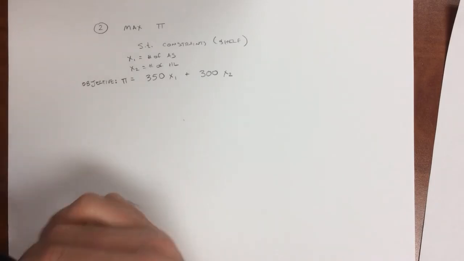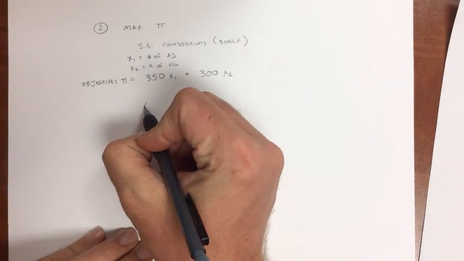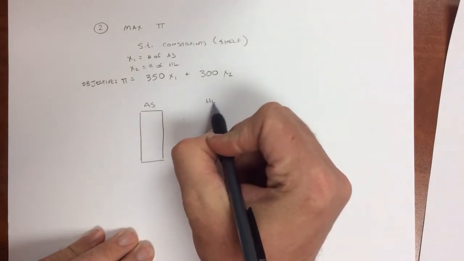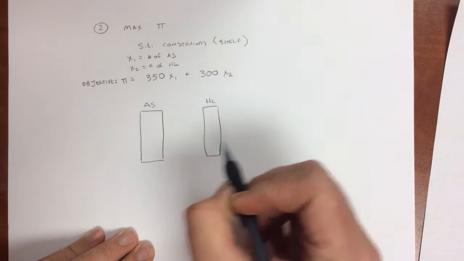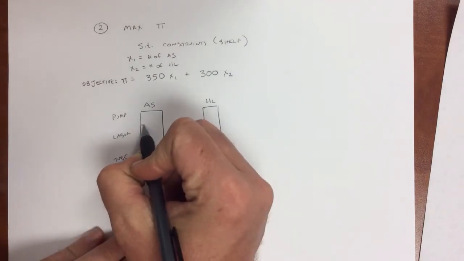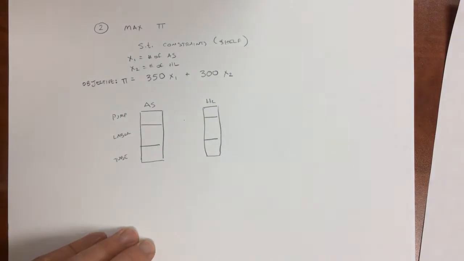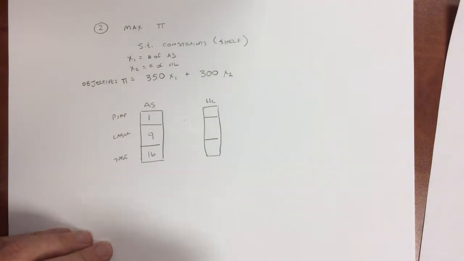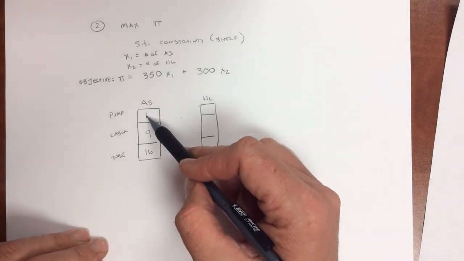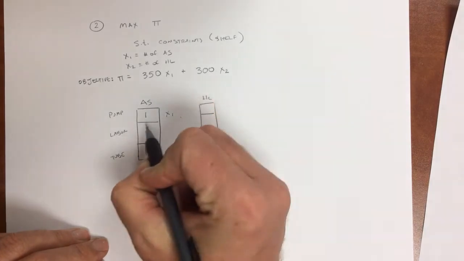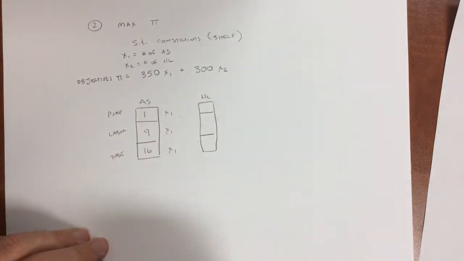Now we need to think about what the constraints are. The constraints are that we have so much product on the shelves to be able to produce spas. So let's think of what it requires to build an AS spa and an HL spa. Each spa requires a pump, labor, and tubing. Suppose I want to build one AS spa. What am I going to need? I'm going to need 1 pump, 9 hours of labor, and 12 feet of tubing. What if I wanted to build 2? Then I have to multiply by the number of spas I make. So we can set this up as 1 times x1, 9 times x1, and 12 times x1.